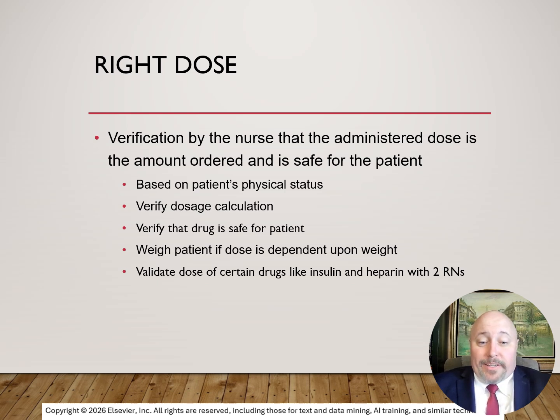Next would be the right dose, and this requires verification by the nurse that the administered dose is both the amount ordered as well as safe for the patient. This is going to be based on things like the patient's physical status, their correct dosage calculation, verifying that that drug is safe, the weight of the patient if it is a dose dependent medication, and also validating the dose of certain drugs like insulin and heparin by getting a second set of eyes on that syringe. And these are drugs that are always verified with two RNs due to the danger of a mistake.